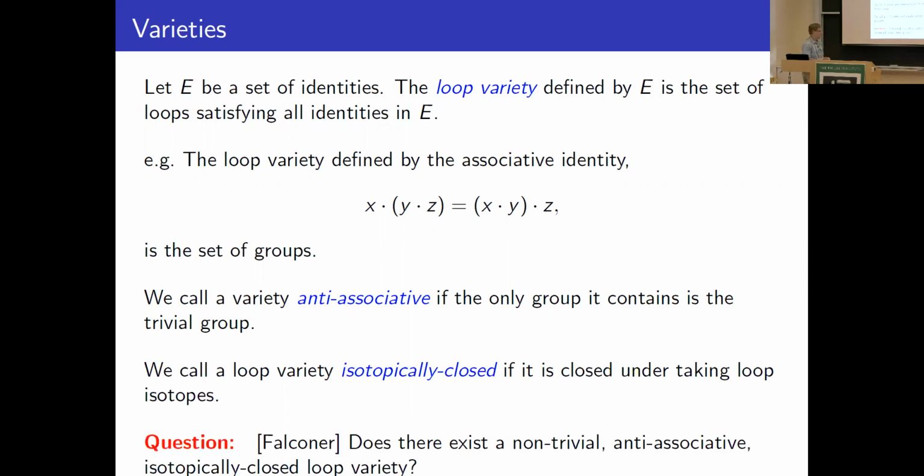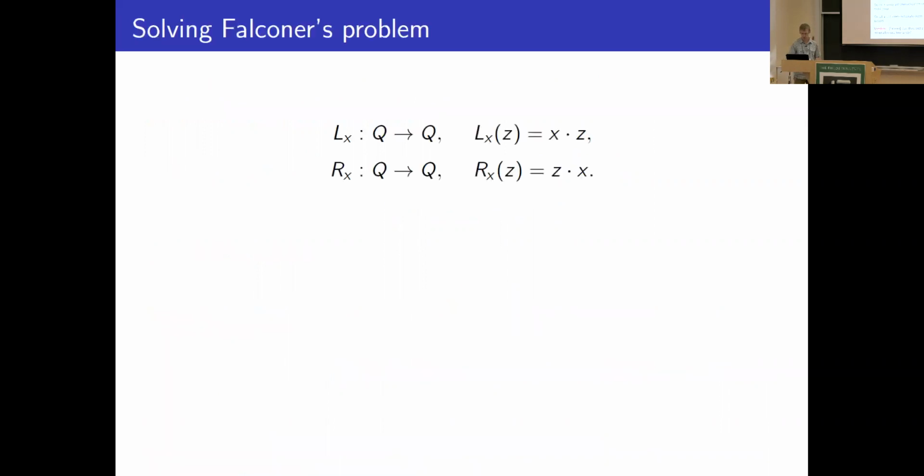And in 1974, I think, Falconer asked a question: can you achieve anti-associative isotopically closed loop varieties which are non-trivial, meaning they contain more than just the trivial group? There's got to be something else in there. And this is a question which hadn't been solved in all that time. And we realized that we had just solved it. So how did we solve it?